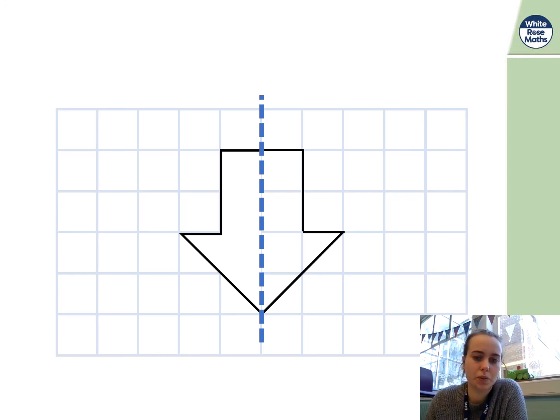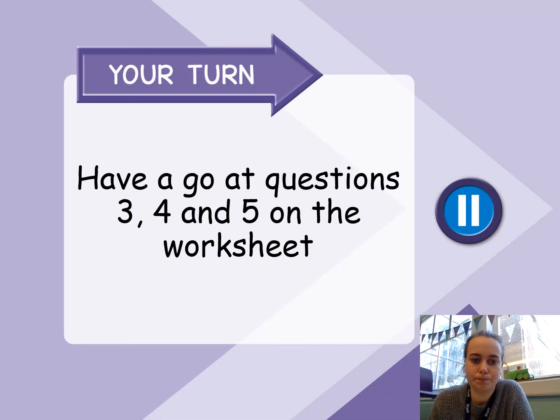So sometimes we can use where the vertices are, particularly if it's a trickier shape like this, and make a note of them on the other side to then join up the lines. So you can have a go now at questions 3, 4 and 5, or all of the worksheets. Now this one you probably need to print out because it will be tricky to do on the computer.